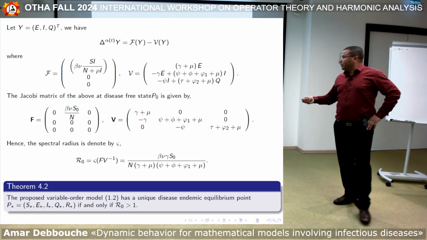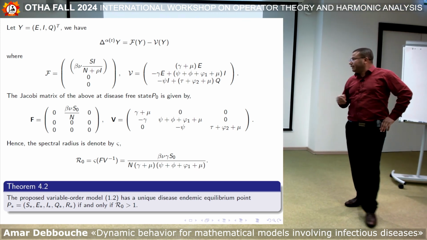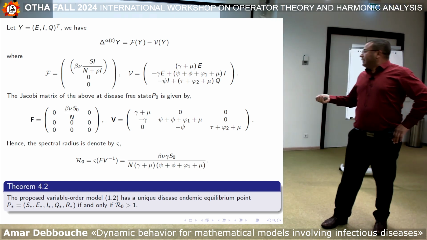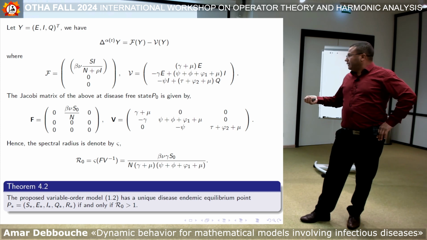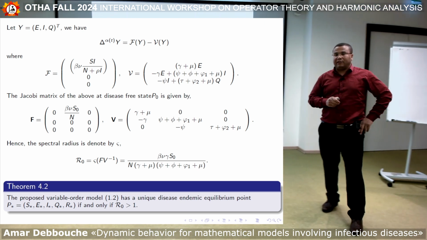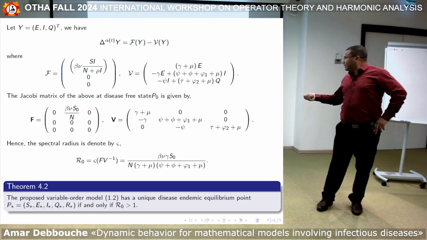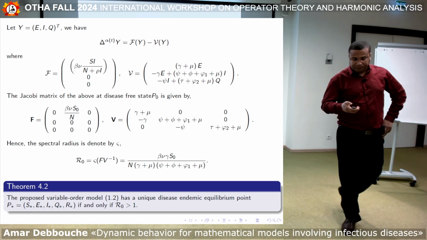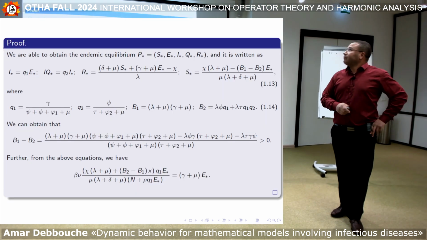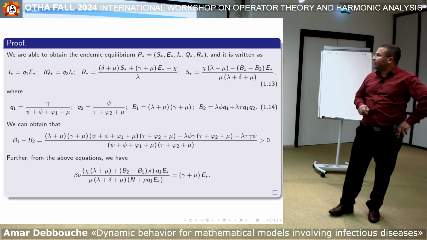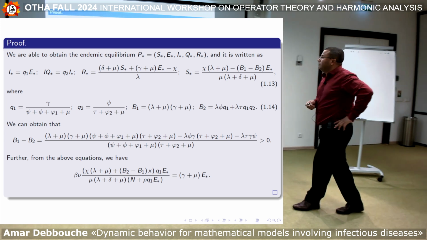So the first result of stability: our considered model has a unique endemic equilibrium point P star if and only if we have the necessary and sufficient condition that R0 is strictly greater than 1. Okay. So for the proof, I don't know if time will be enough or not.